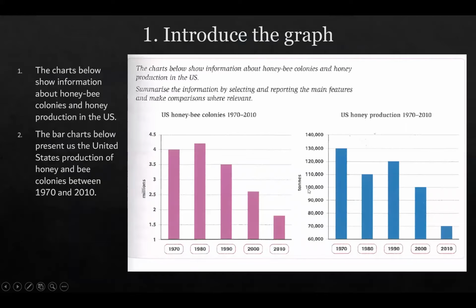There are 3 steps for you in writing task 1. The first step is to introduce the graph. Well, you basically look at this one and you change it. The charts below show information about honeybee colonies and honey production in the US. Then I change it, like the bar charts we learned last time. The bar chart below presents the United States production of honey and bee colonies between 1970 and 2010. Sounds better?